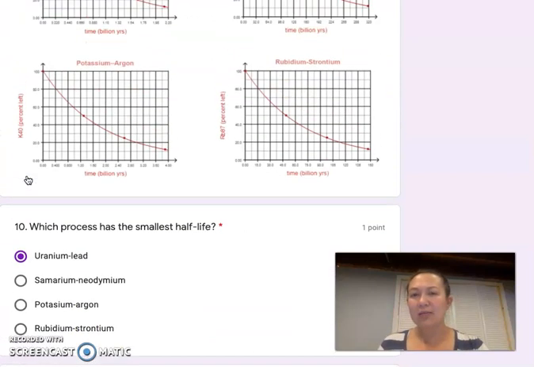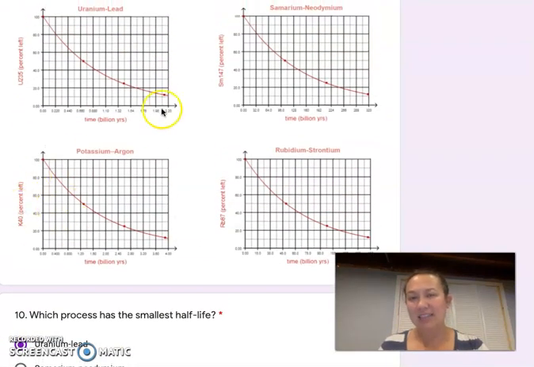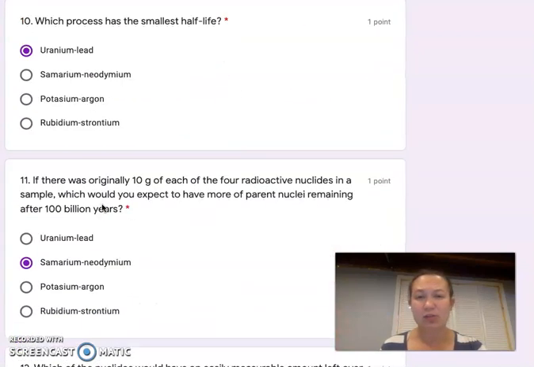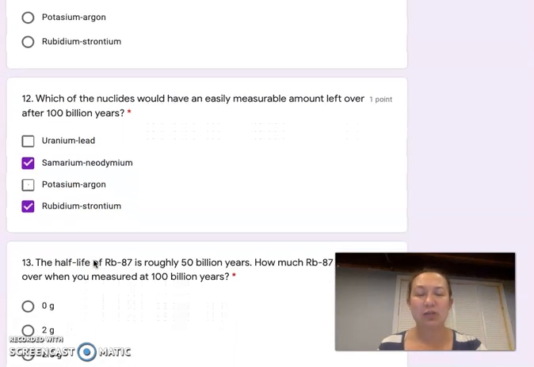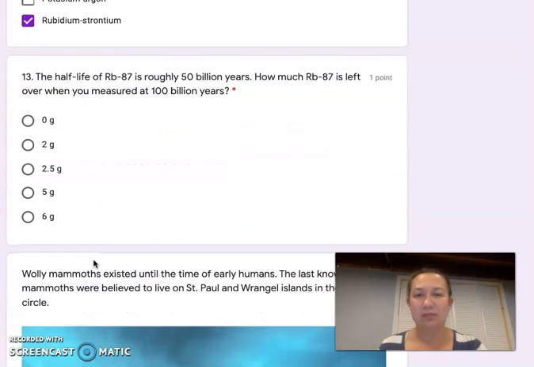The uranium and potassium have much shorter half-lives. And you'll see when you get the feedback from your questions later that because they have much shorter half-lives, they'll have decayed away entirely after 100 billion years. But that leaves samarium and rubidium, which will still have a measurable amount left over.